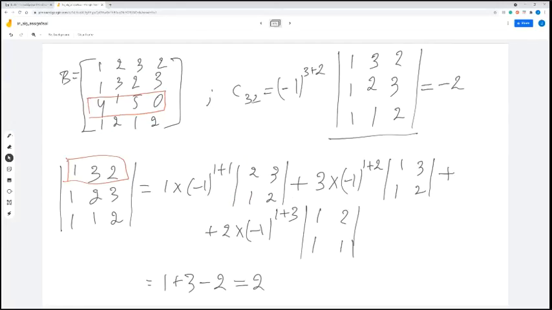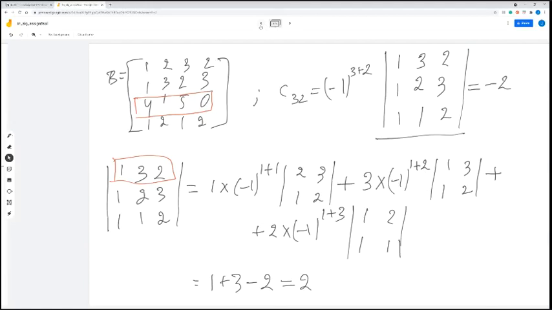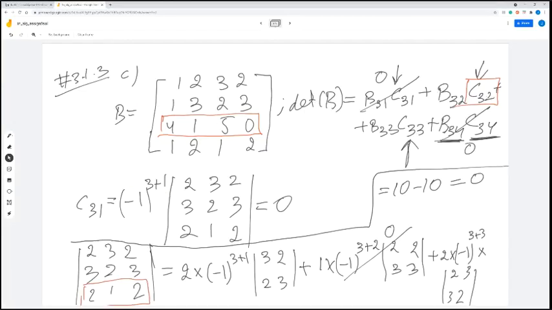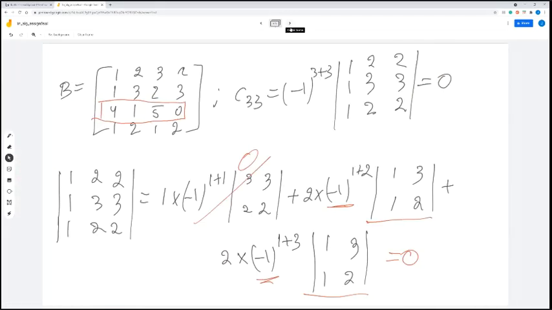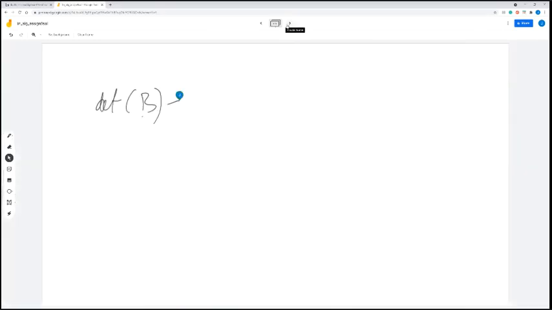Now, remember C32 was -2. What will be its determinant? It's going to be C32 times B32. And B32 was 1, right? So the determinant is going to be -2, just -2. So the determinant of B, I will write it down here. Determinant of B, oh, you don't see it. Okay, it's going to be just -2.